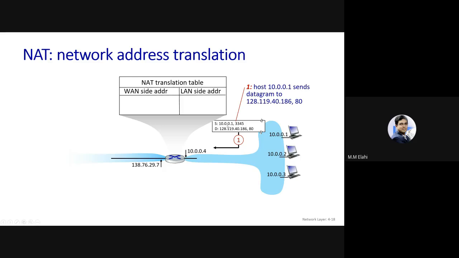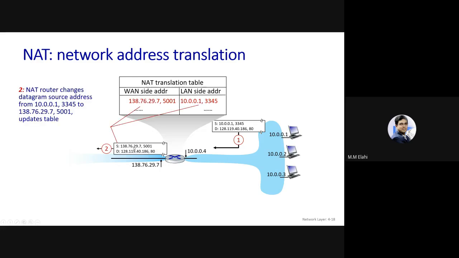it sees that, okay, the source is a private IP. So what will the router do? The router will convert like this. You can see only the source IP and source port numbers are changed. The destination and destination port number are not changed. Why? Anybody?